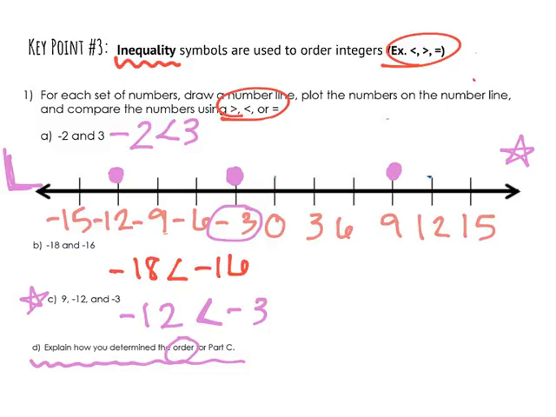And lastly, I know that negative 3 is less than 9. I know this for 2 reasons. Any positive integer is always going to be greater than any negative integer. I also know that 9 is larger than negative 3 because it is further to the right on the number line.